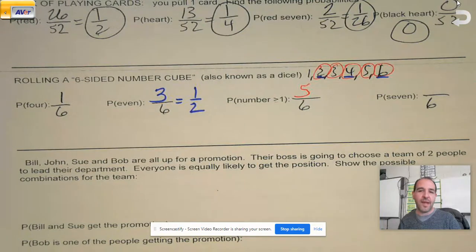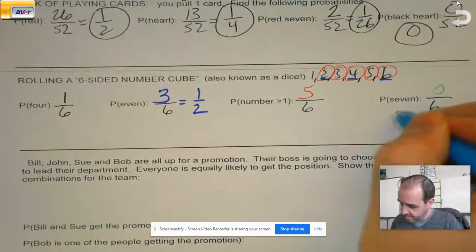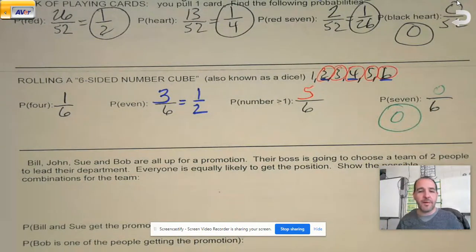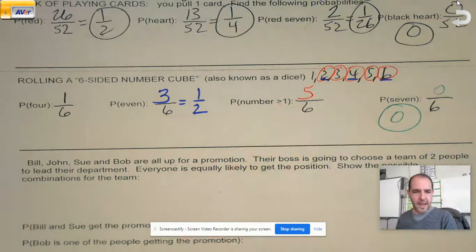Already, there's no 7 there. You're right. No chance. Okay? So now, that's more of our basic probability. The simplest of simple. We're going to go a little beyond that.